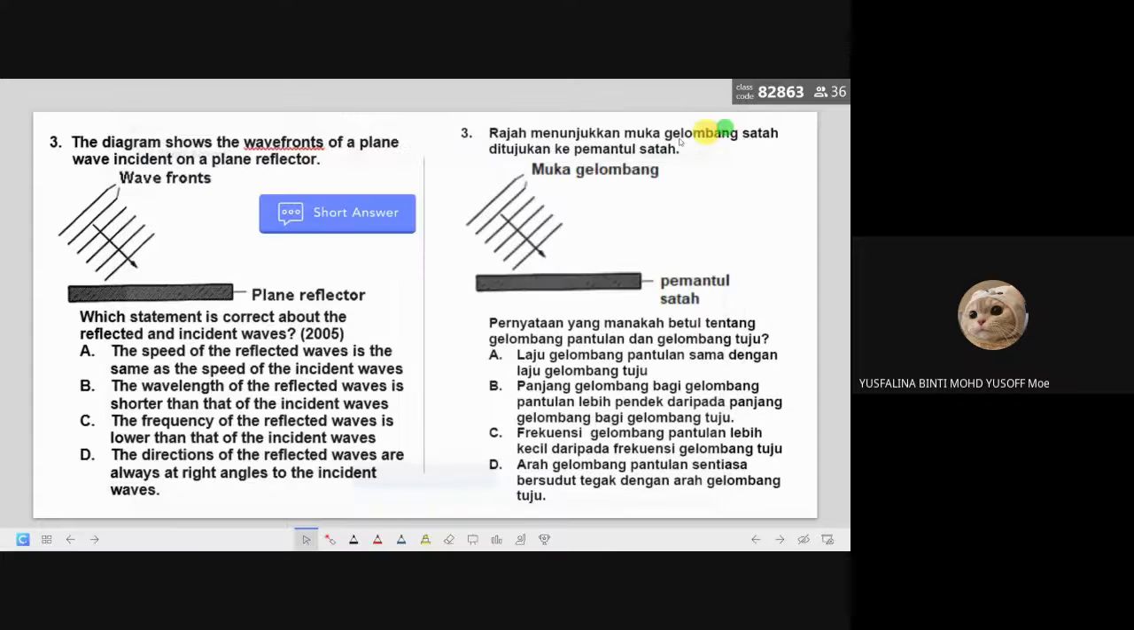So it says here, the diagram shows the wavefront of a plane wave incident on the plane reflector. Which statement is correct about the reflected and incident wave? The answer should be A: the speed of the reflected wave is the same as the speed of the incident wave. The speed must be the same for the incident wave and also for the reflected wave. Number 3, the answer is A.